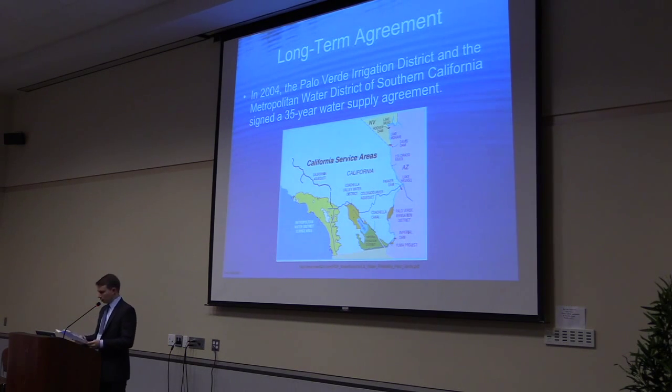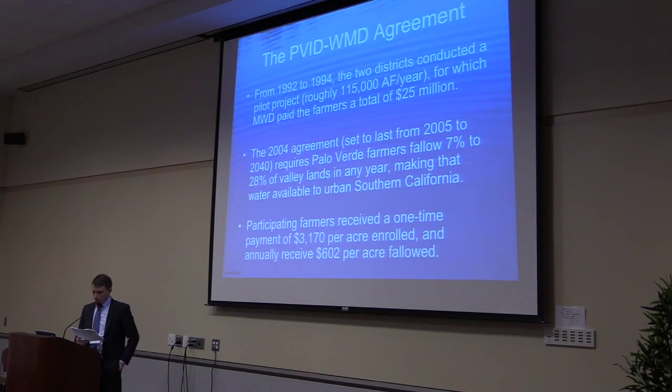In this case, we're talking about the Palo Verde Irrigation District and the Metropolitan Water District of Southern California, and creating a 35-year long-term agreement for variable water quantity leasing from year to year. The two parties actually conducted a pilot project back in the early 90s that was quite instrumental in terms of making this agreement well-structured and hopefully fairly long-lasting.